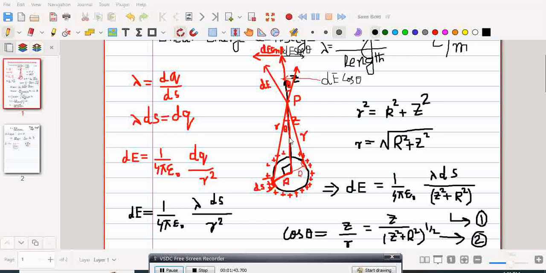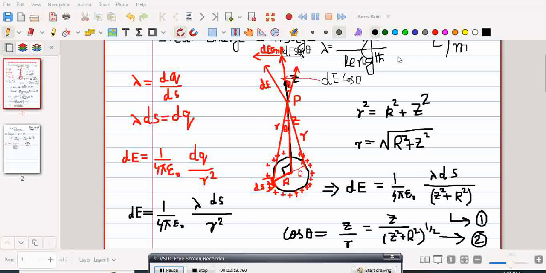So if we take the whole ring, in each case the perpendicular component of every two opposite length elements will cancel each other, and only the parallel component, which is dE cos theta, will add up. So if we find the dE cos theta of each element and add them, we can get the total electric field due to this ring of charges. Now we want to find cos theta.